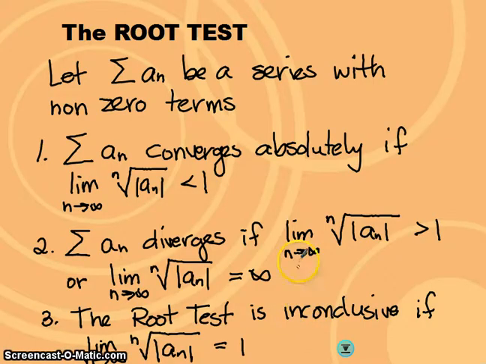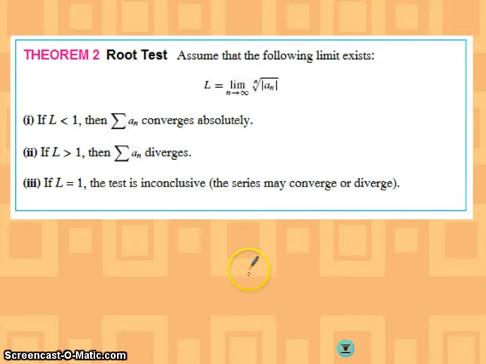So here we go. We have the series be a series with non-zero terms, and it converges absolutely if the limit, now if you look, we have to take the nth root of the absolute value of a sub n, is less than 1. And it diverges if that limit is greater than 1, or if that limit is equal to infinity, which is greater than 1. And then the root test is inconclusive, just as we said it was with the ratio test, when that limit is equal to 1. So let's get started and work on a couple of these problems and see.